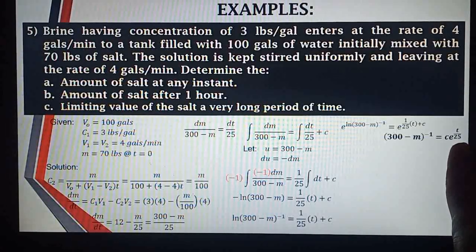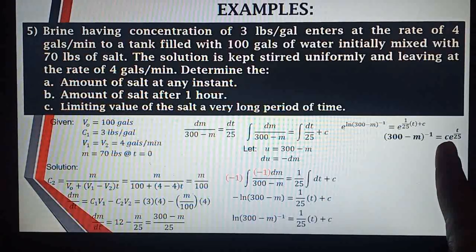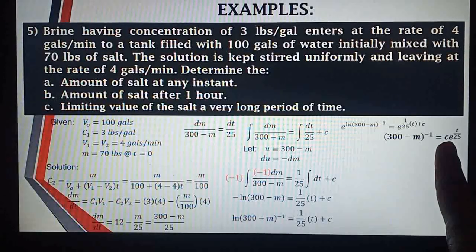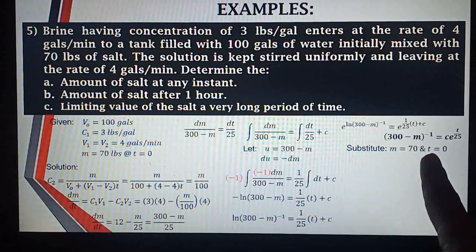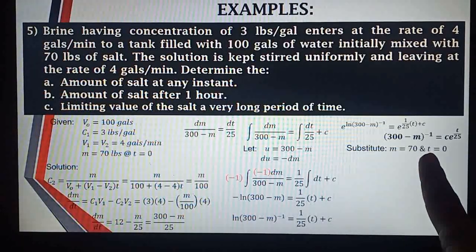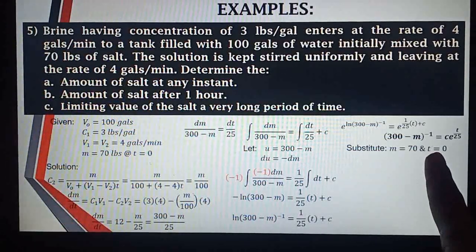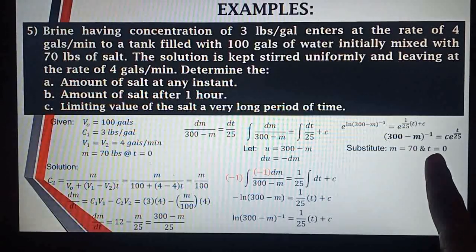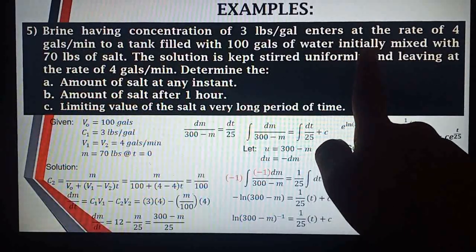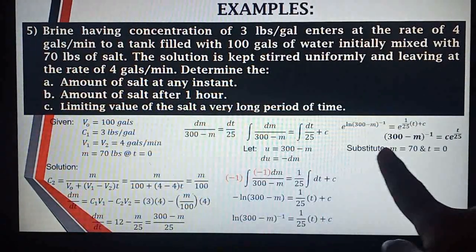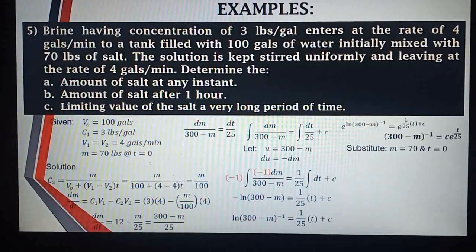As I said earlier, for you to be able to find a particular solution, all you have to do is find the value of c. Now, to find the value of c, all you have to do is find the initial values of m and t. So, the initial values of m and t are m equals 70 and t equals 0. So, at t equals 0, at time initially, you have the value of m, because the problem says that initially mixed with 70 pounds of salt. So, m is equal to 70 pounds.